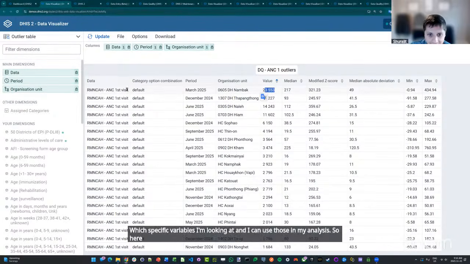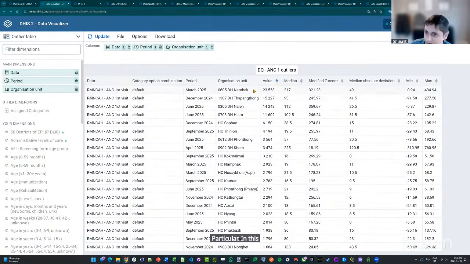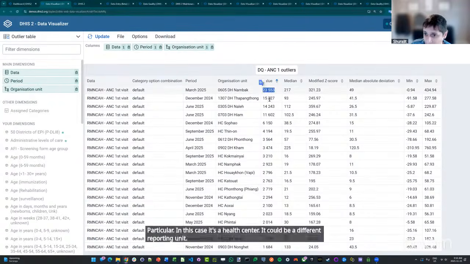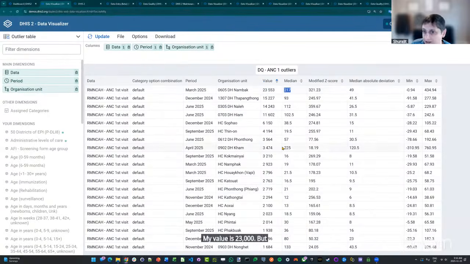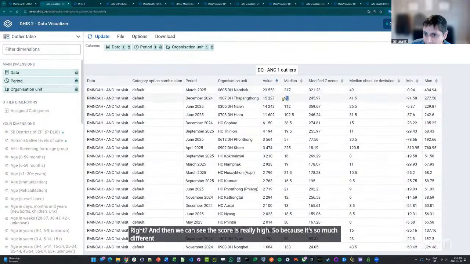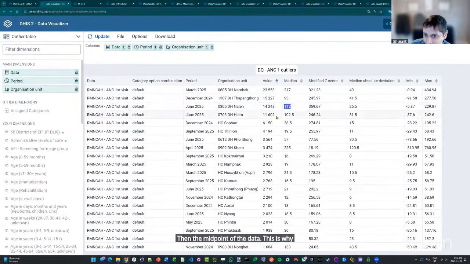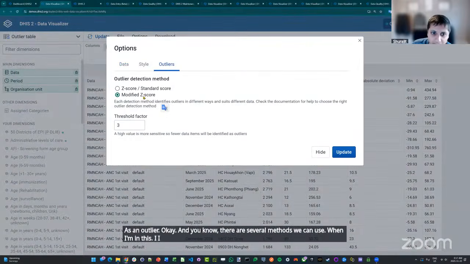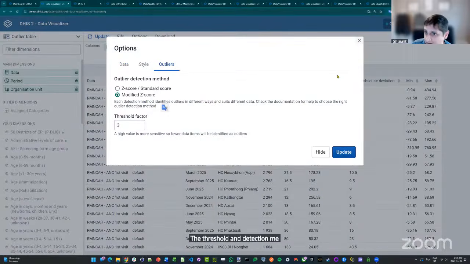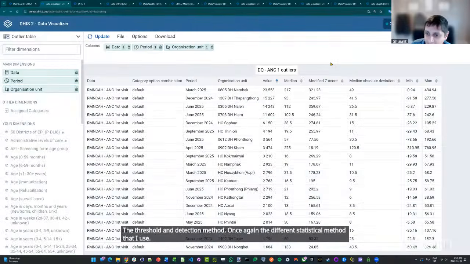So here I have ANC first visit for March 2025, in this case, a health center. It could be a different reporting unit. My value is 23,000, but the midpoint of this data is only 217, right? And then we can see the score is really high. So because it's so much different than the midpoint of the data, this is why it's being identified as an outlier. Okay. And there are several methods we can use when I'm in this. I can define which type of outlier analyses I use and define the threshold and detection method. Once again, the different statistical method that I use to identify these outliers.